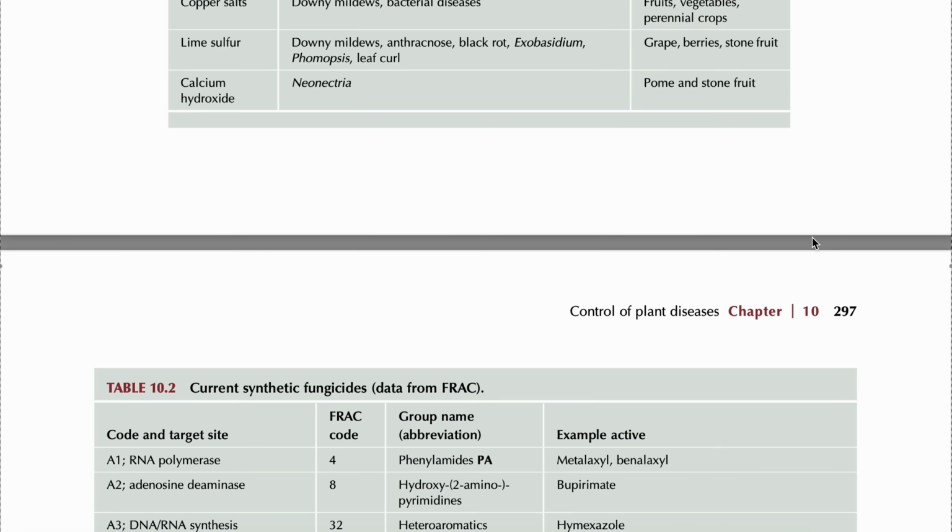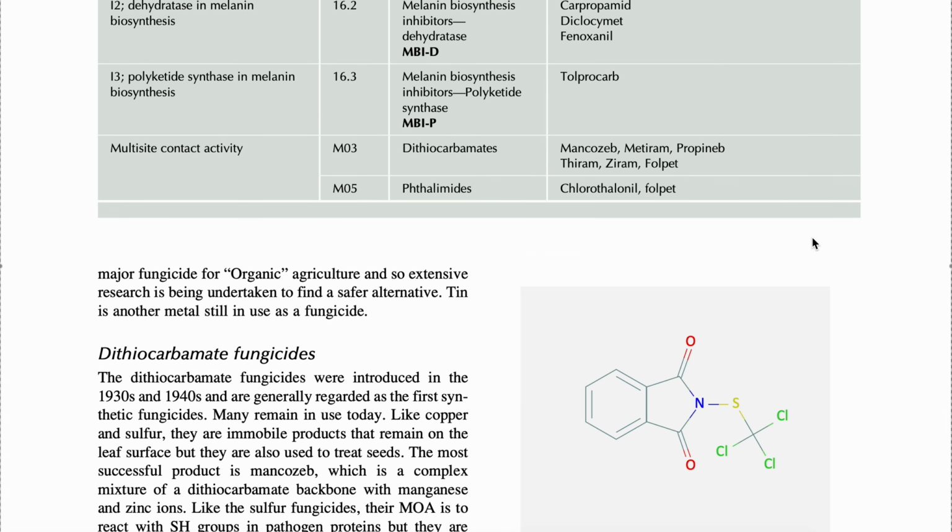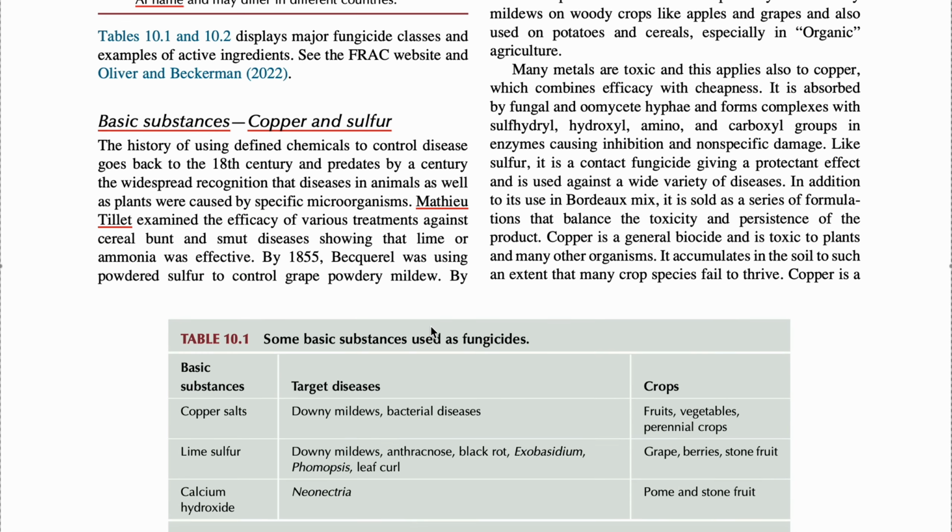Okay, copper is a major fungicide for organic agriculture, and so extensive research is being undertaken to find a safer alternative. Tin is another metal still in use as a fungicide. So let's see what this table is saying.